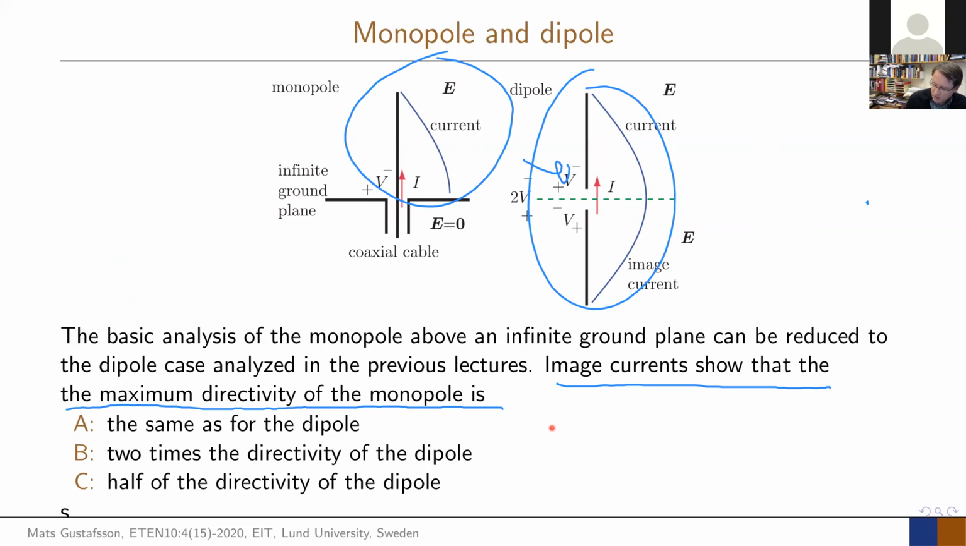If you think about it, what is the radiation intensity in the maximum direction, which is a little bit above the ground plane in these cases, and then normalize with the total radiated power. What do you get there? Is it the same, 2 times, or is it half? So let's do that as a poll. What do you think? A, B, or C? The same, 2 times, or half?